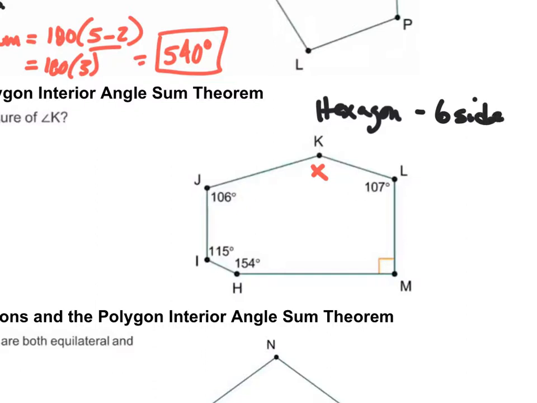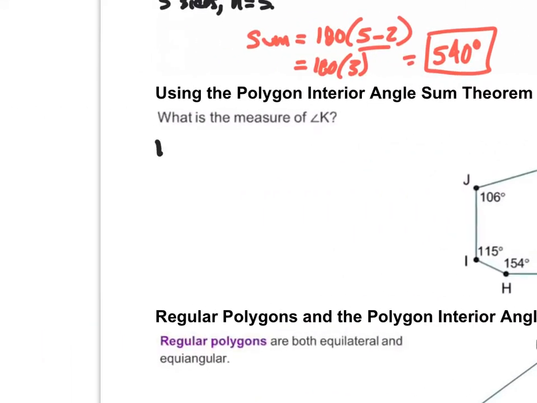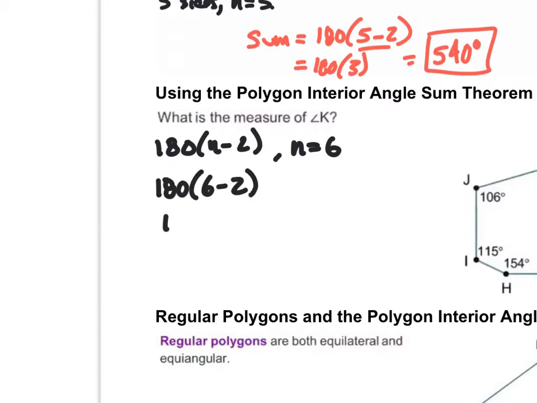Okay, and if it has 6 sides, that means that n is equal to 6. So we're going to use that formula, which is 180 times n minus 2. We know that n is equal to 6, so I'm going to plug that in. So I've got 180 times 6 minus 2. So I'm going to do 180 times, what is that, 4? Okay, 180 times 4 is going to be 720. So this is the total number of degrees.